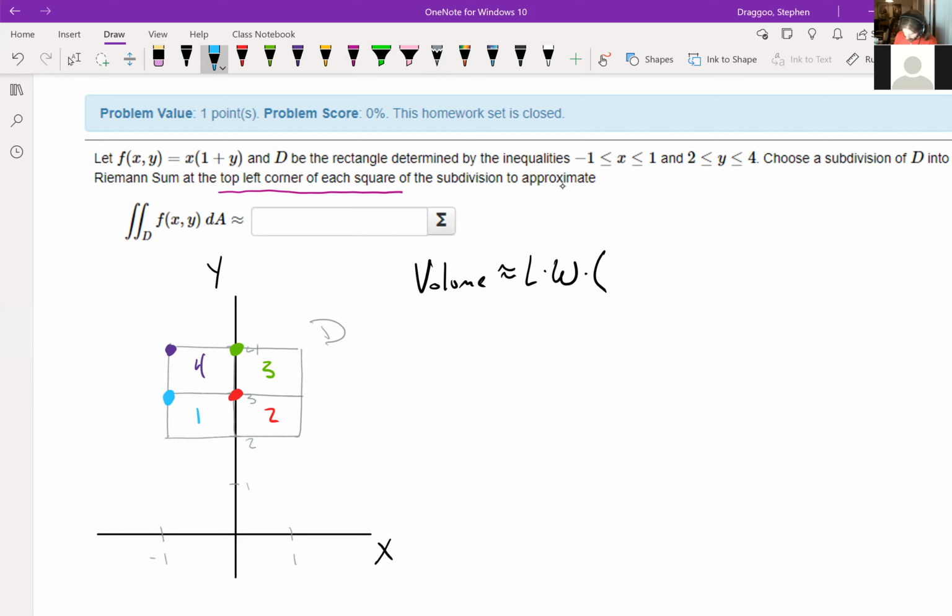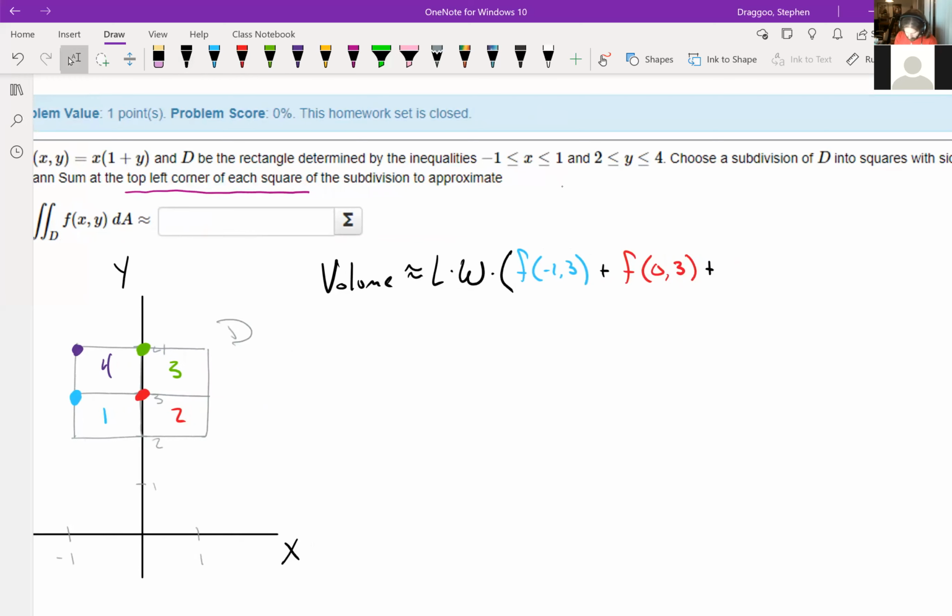So this will be f of negative 1, 3 plus, red, we've got f of 0, 3. Plus up next, f of 0, 4. Plus, lastly, f of negative 1, 4. All right, so each of those function values are our heights.